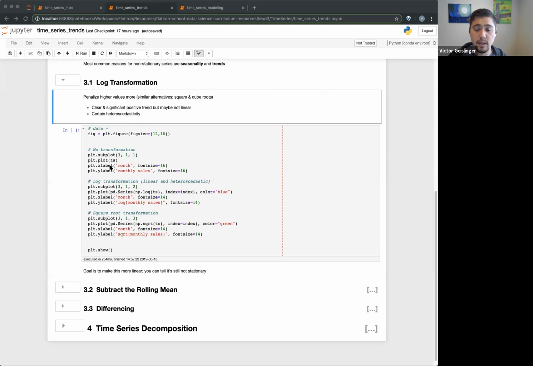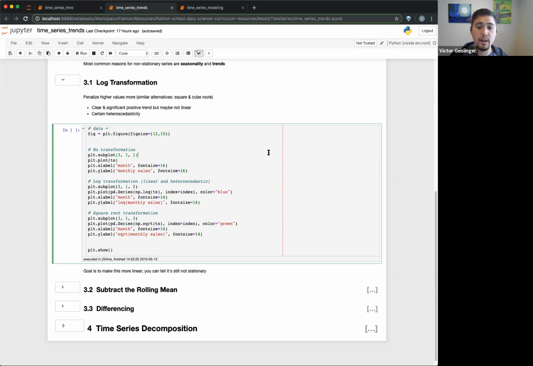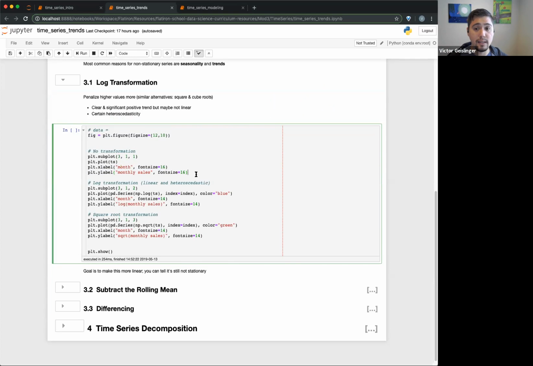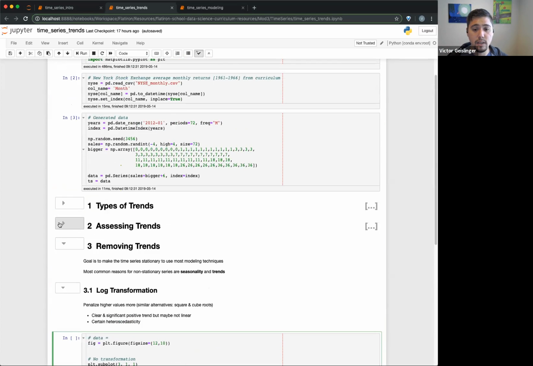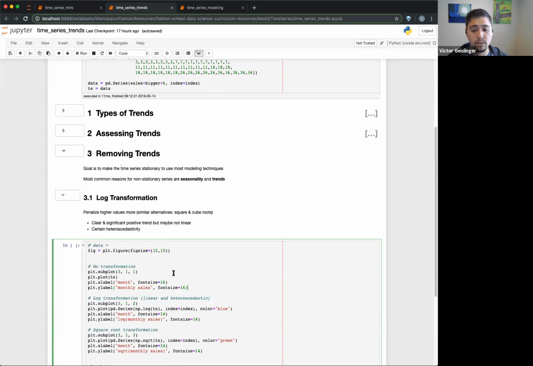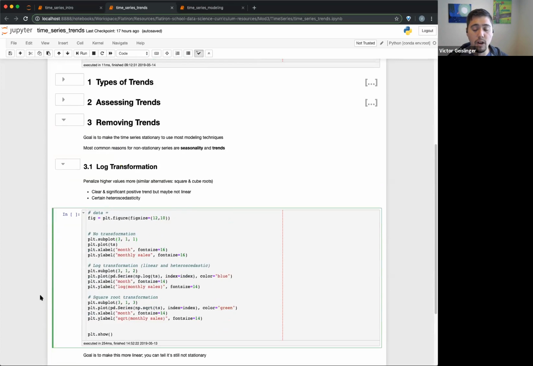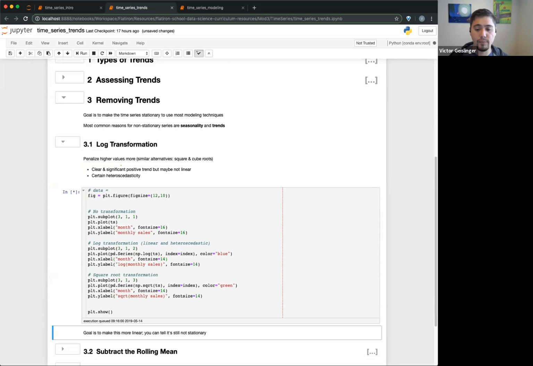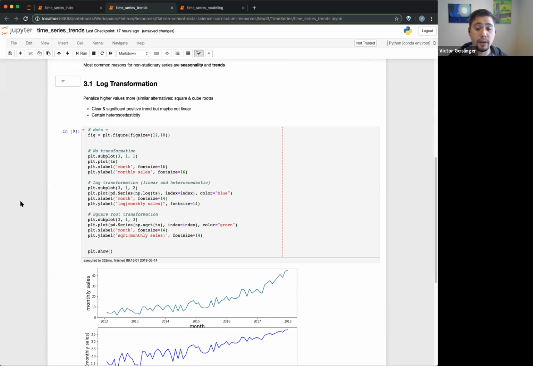So let's clear this. Oops, I have to actually run it now. There we go. So let's go ahead and run this. What I did here is basically plot our time series, which I defined up there. And I think I have no transformation first. It's something we had for monthly sales, from data that we already looked at before.